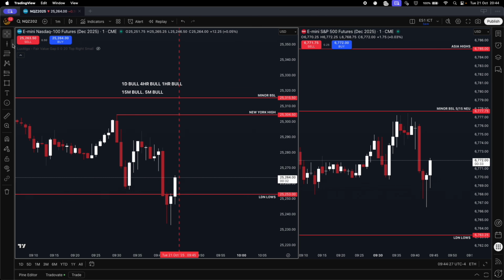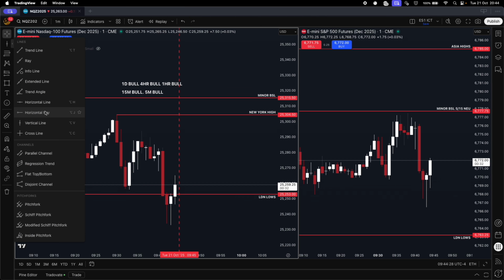Alright, so we're looking for a lovely shift in market structure higher. The issue with this shift in market structure, because we have such a big bullish SMT at London lows for ES, is that for ES to shift structure from this point, it's actually going to take our draw. So then I won't be taking the trade.